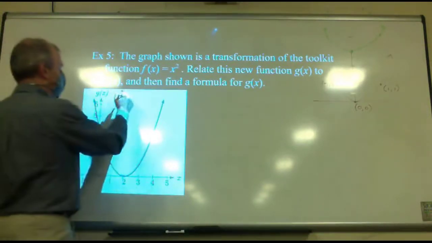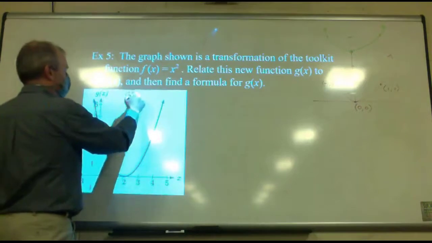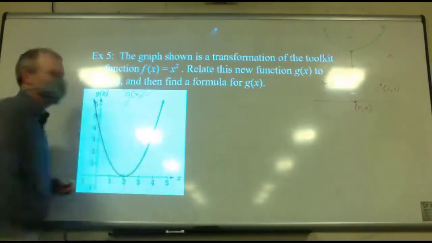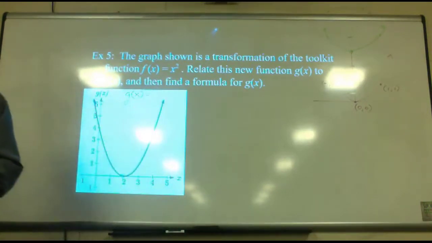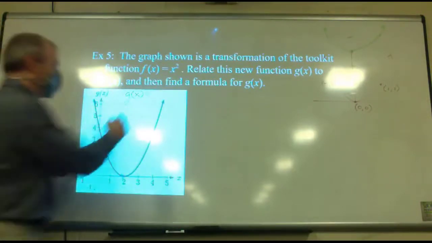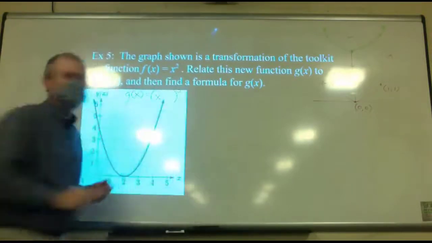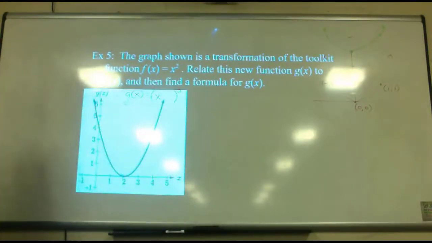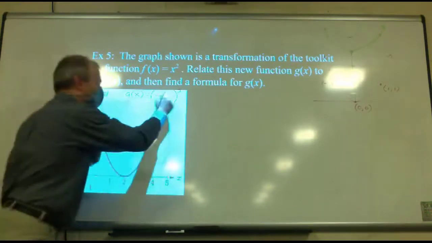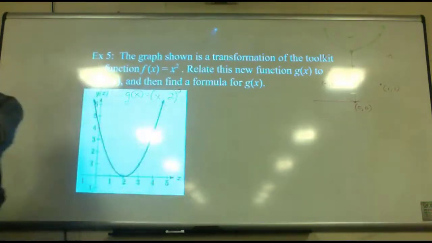So let's call it g of x equals. Now, if we're moving left and right, we're affecting x, correct? So x something squared. Minus 2. Because if you move it to the right 2 spaces, that's a minus 2. That's how you move it to the right 2 spaces.